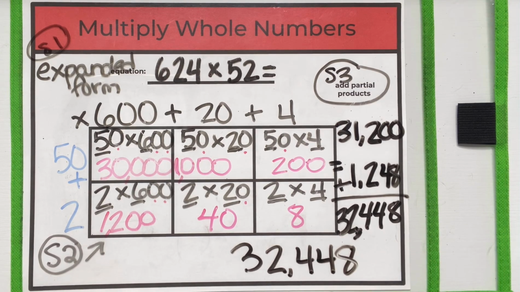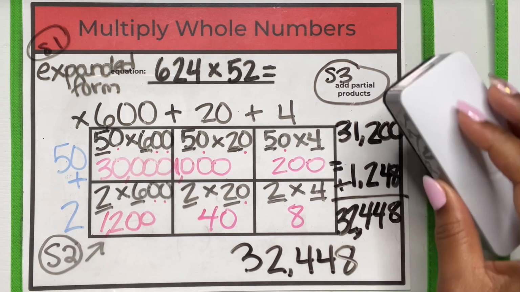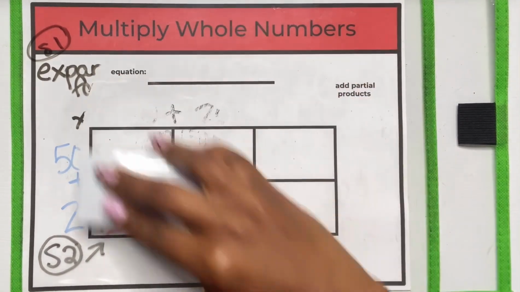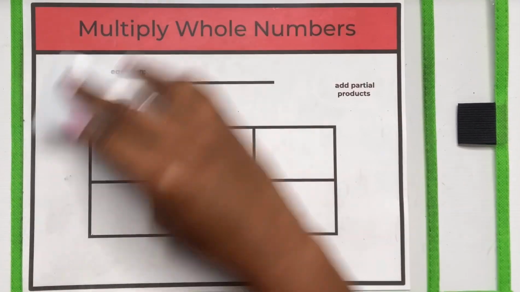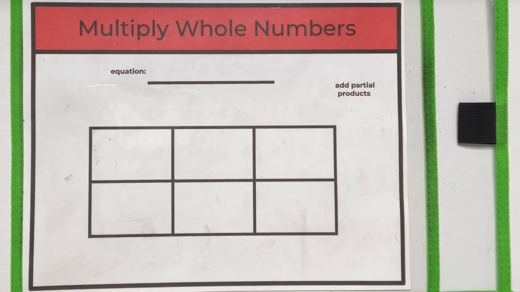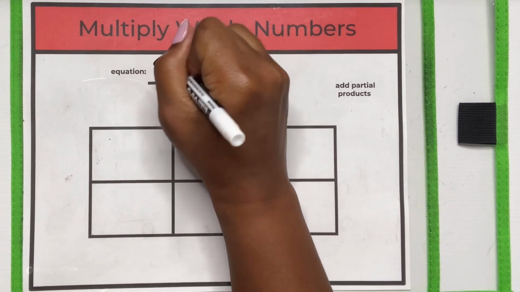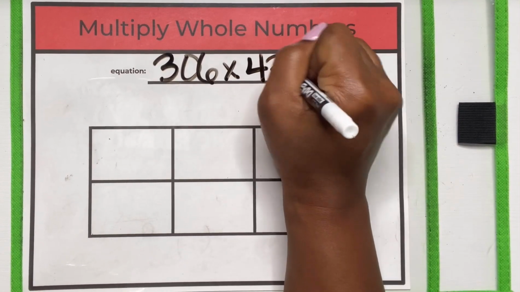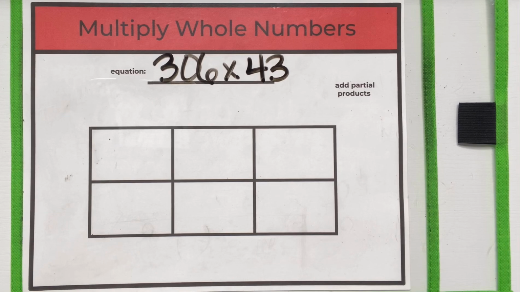All right. Now, let's try another problem. Because I've already explained the steps and there's a mini lesson on the channel, we're going to go a little quicker on these next examples. Your next problem is 306 times 43. Pause the video. If you think you're ready, work it out, and then check your answers with my work.